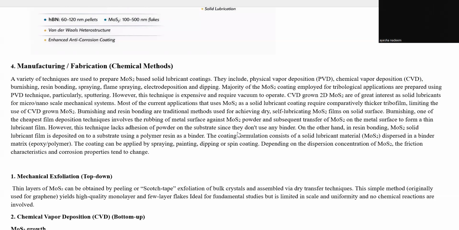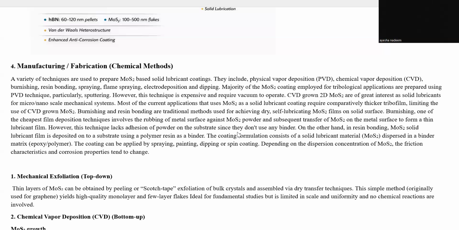CVD grown 2D molybdenum disulfide is of great interest as a solid lubricant for micro and nanoscale mechanical systems. Most of the current applications that use molybdenum disulfide as a solid lubricant coating require comparatively thicker tribofilms, limiting the use of CVD grown MoS2. But burnishing and resin bonding are traditional methods used for achieving dry, self-lubricating MoS2 films on solid surfaces.